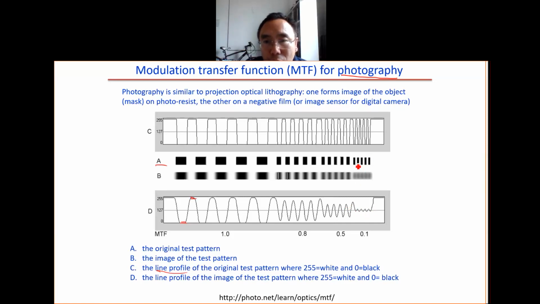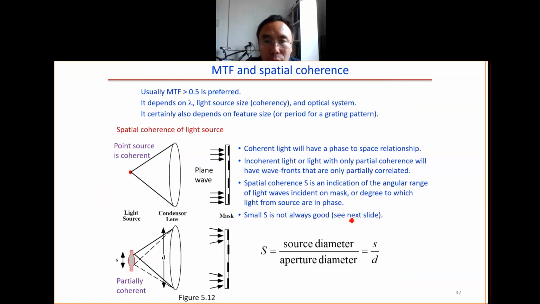Obviously, the closer they are, the smaller the pitch. That means higher spatial frequency. This one has higher spatial frequency, and the modulation transfer function is worse. The modulation transfer function also depends on the spatial coherence. For the concept of spatial coherence, ideally we have a point source. Then when the light comes out, it is coherent.